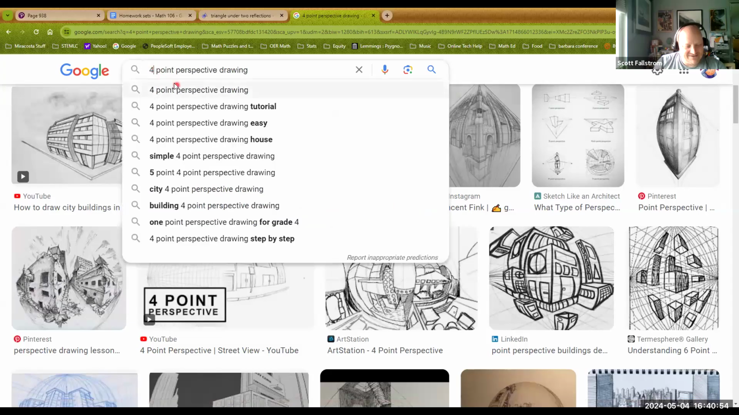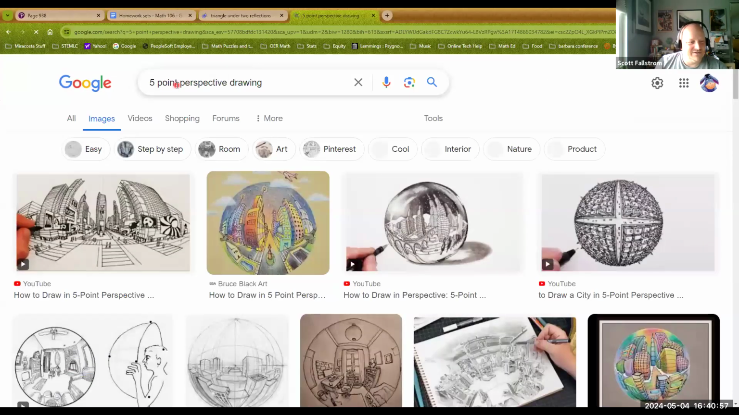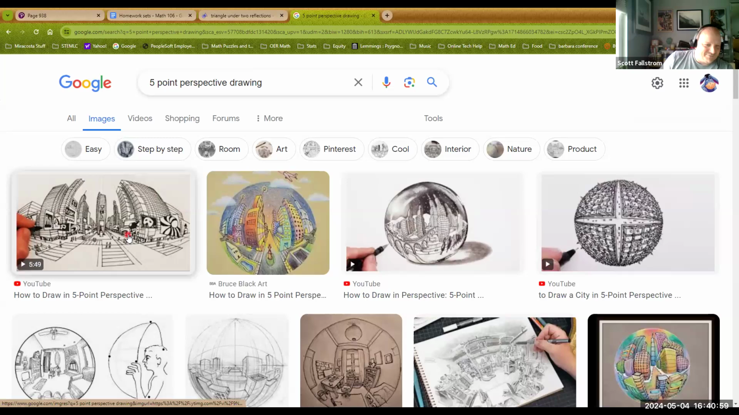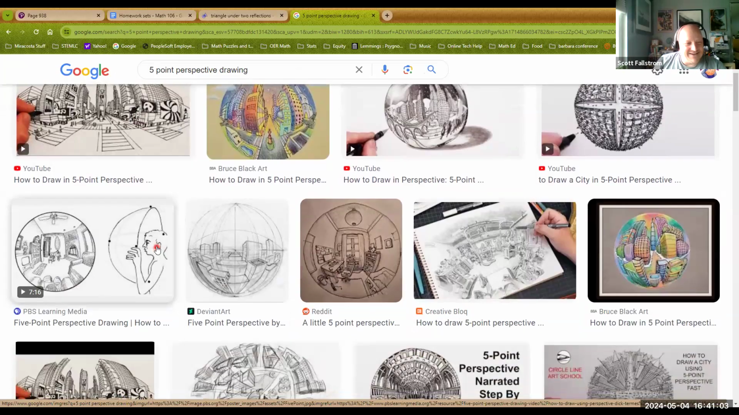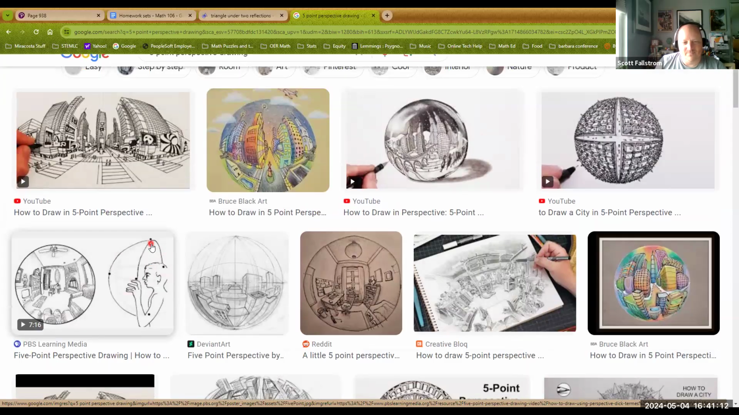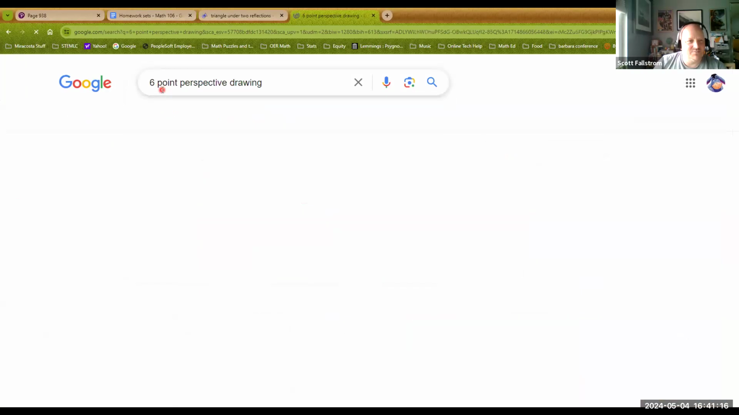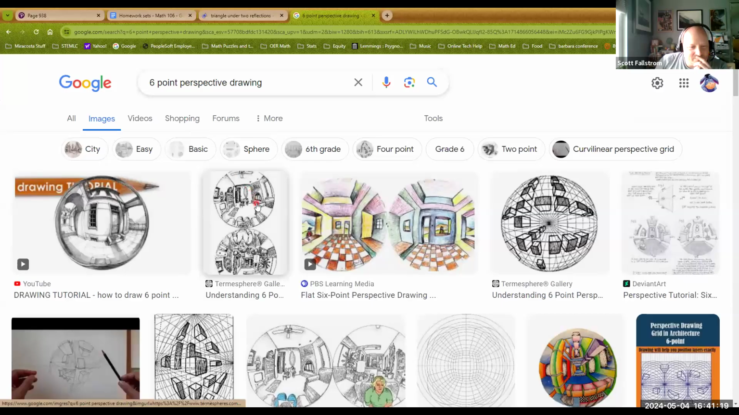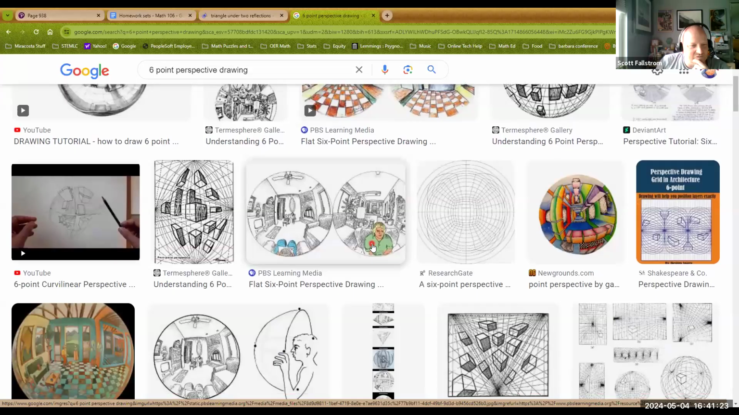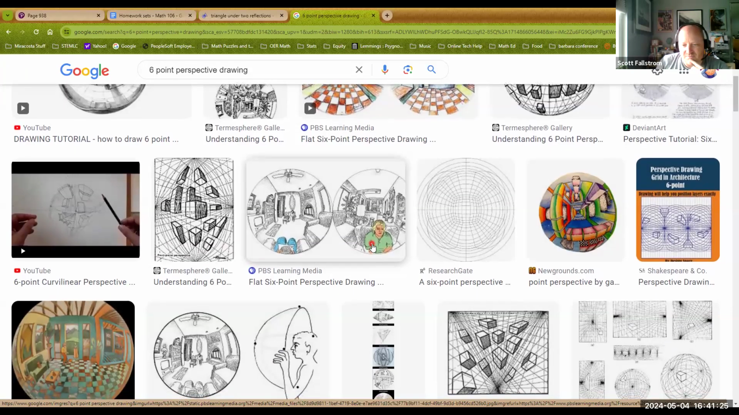Let's see, is there 5-point? How to draw in 5-point perspective. That's cool. I know there can't be, but there is. That is 5-point perspective. So it's like you're in a bubble. Oh, that is cool. And I think they've got a 6-point perspective, which is Dick Termes. He was an artist and also a little bit of a mathematician. He did 6-point perspective.